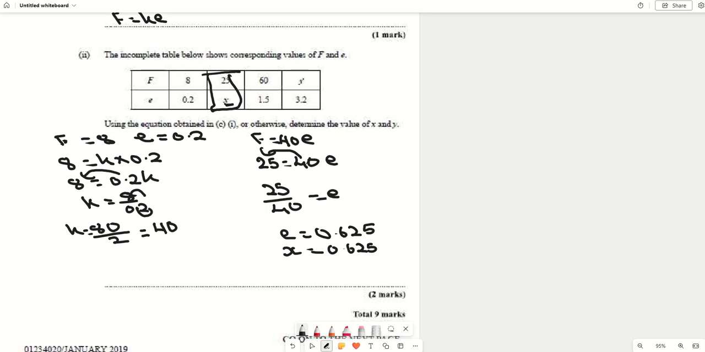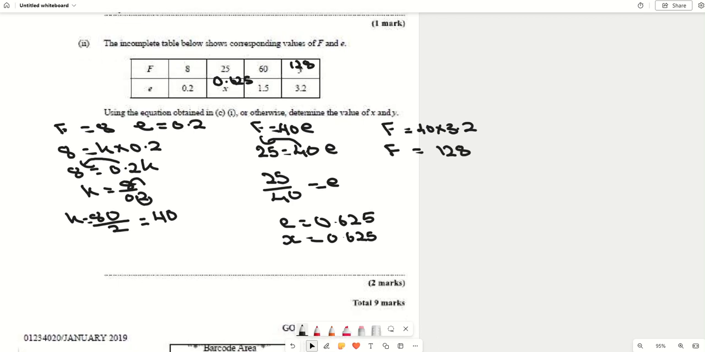Then they want to know what is the value of F, which is in this case Y, when E is 3.2. So we know that F is equal to 40 multiplied by 3.2. Very easy. You just simply multiply. That's F is equal to 128, which in this case is here. So 128. And then X is equal to 0.625. Using this equation that we have here. And that is how we would do January 2019.